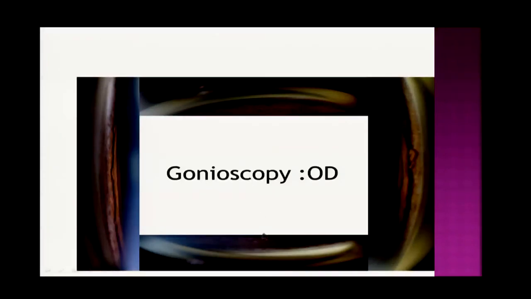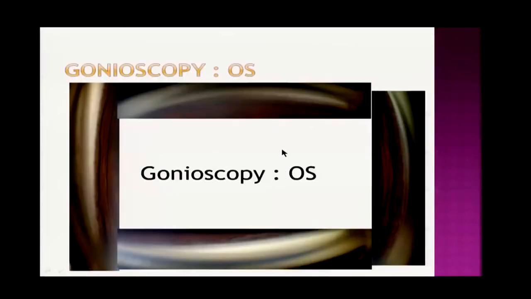What does it show? Yeah, there's an open angle. There's some pigmentation here, but otherwise the angle is open. So this is some pigmented type of measure, but otherwise the angle is open. The inferior looks to be a more heavily pigmented angle, but essentially an open angle.